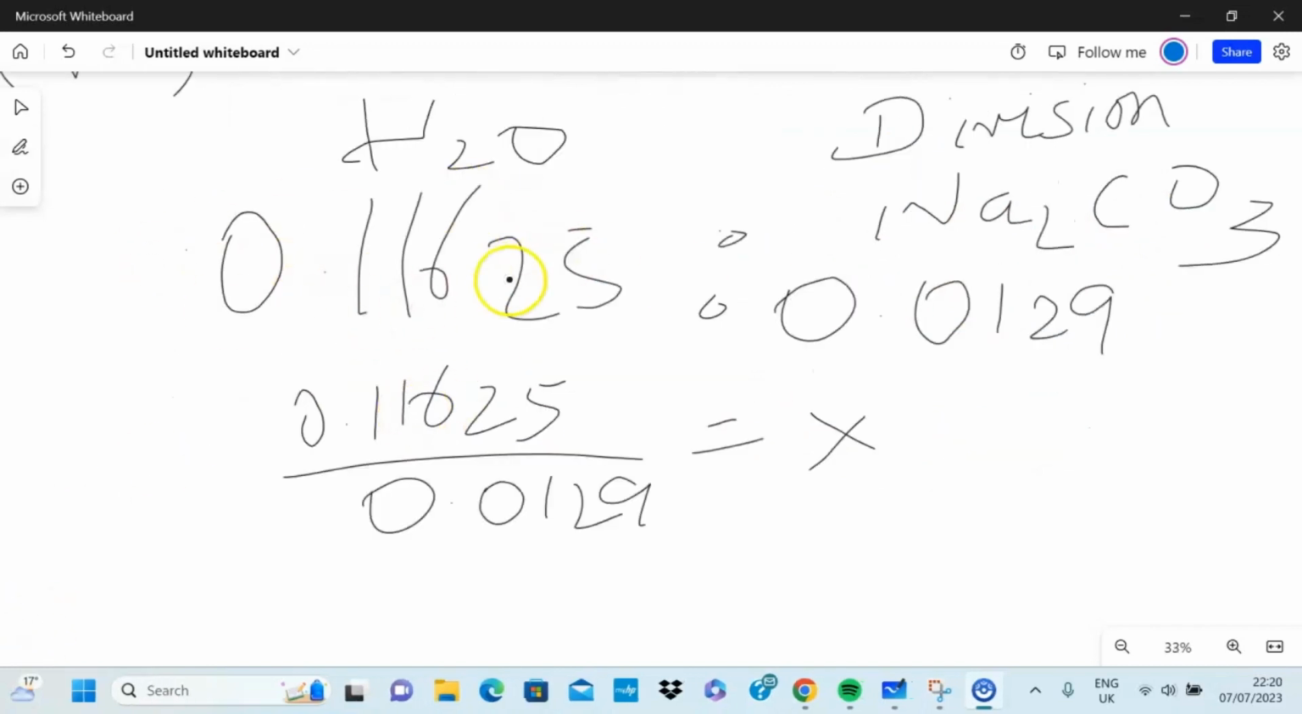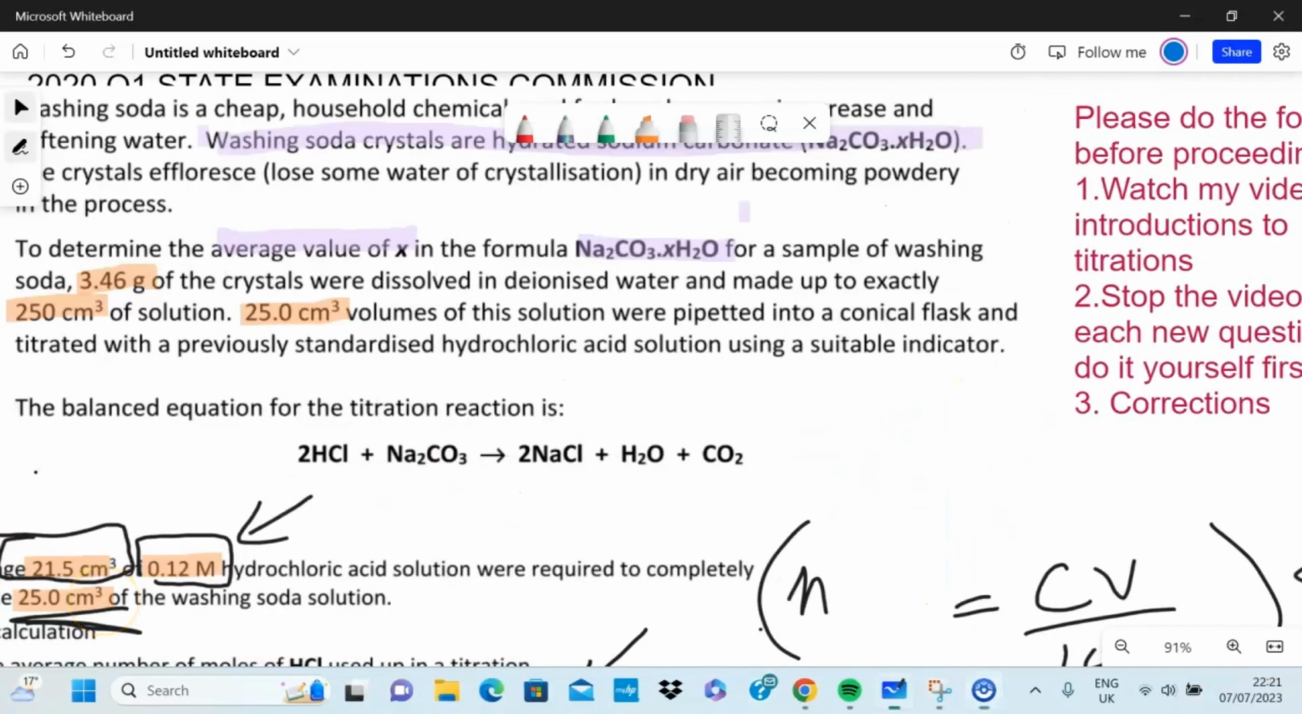So I know the moles of water from above, that's that, and 0.0129 is the number of moles per 250. This entire question is per 250, so you don't have to worry about that. Now if I divide that, I'll get x, or the number of moles of water. And that will give me a lovely 9. Very nice and simple, and that's the nearest whole number. So in reality, this is Na2CO3, 9 H2O.